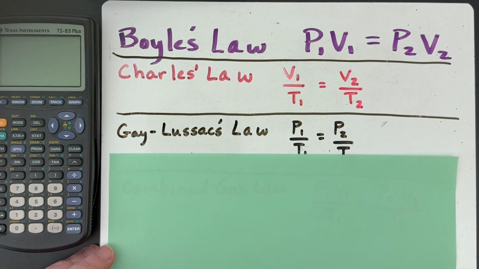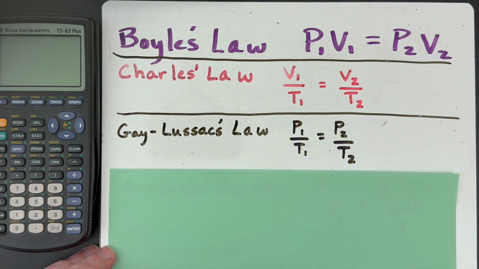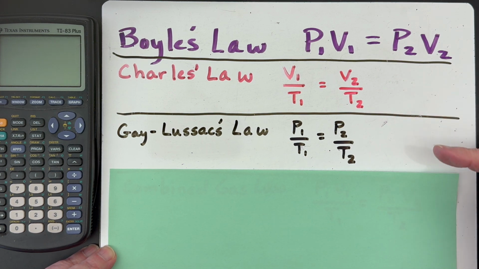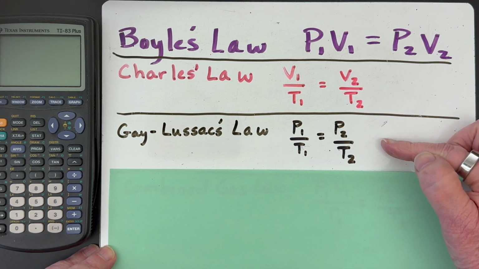A third video discussed Gay-Lussac's law, which is pressure divided by temperature at starting conditions equals pressure divided by temperature at ending conditions. So if our temperature is constant, we can use Boyle's law. If our pressure is constant, not changing, we can use Charles' law. And if our volume is constant, not changing, we can use Gay-Lussac's law.